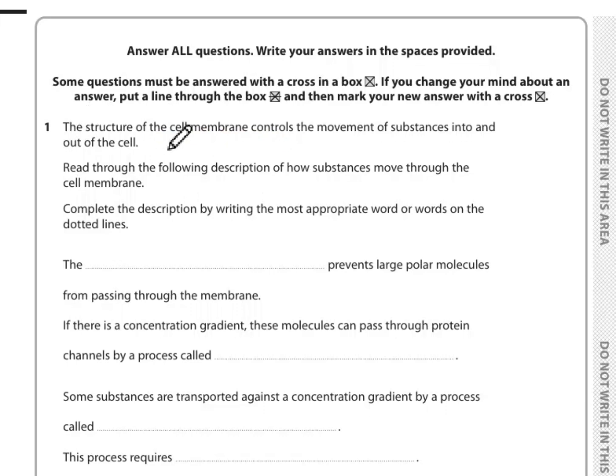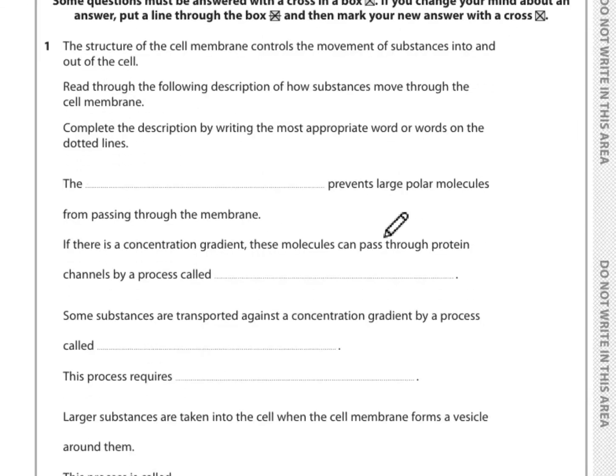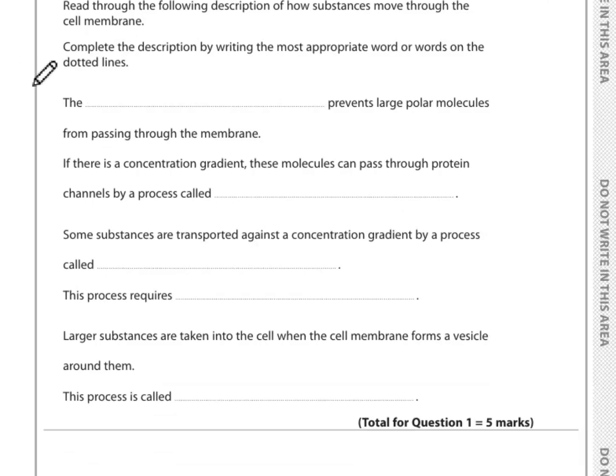The structure of the cell membrane controls the movement of substances into and out of the cell. Read through the following description of how substances move through the cell membrane. Complete the description by writing the most appropriate word or words on the dotted line. So let's see the question. The dash prevents large polar molecules from passing through the membrane.